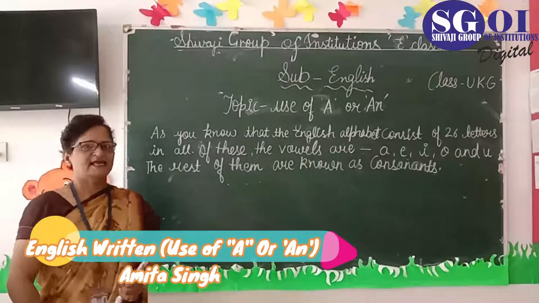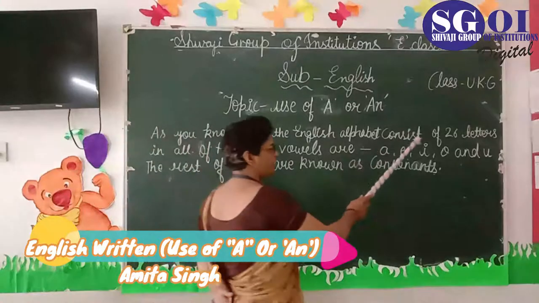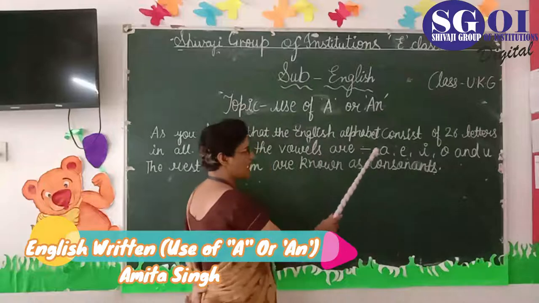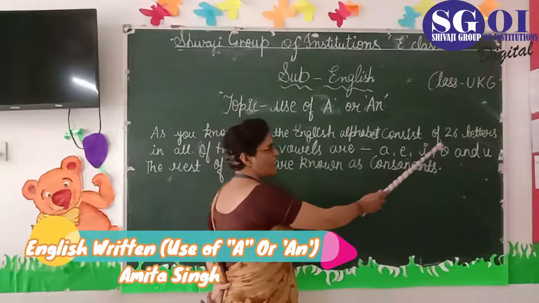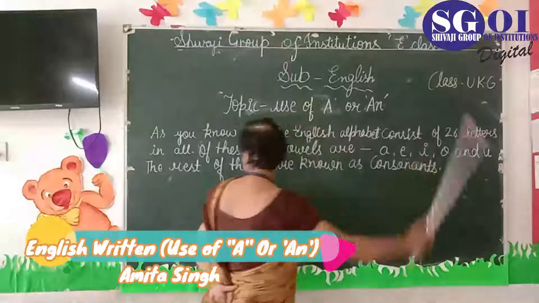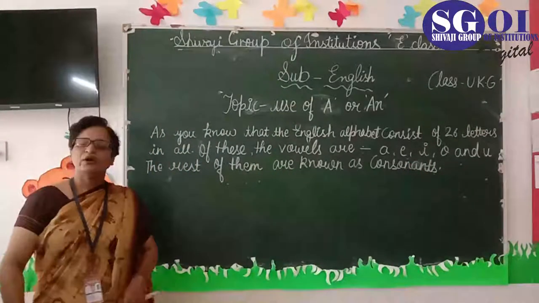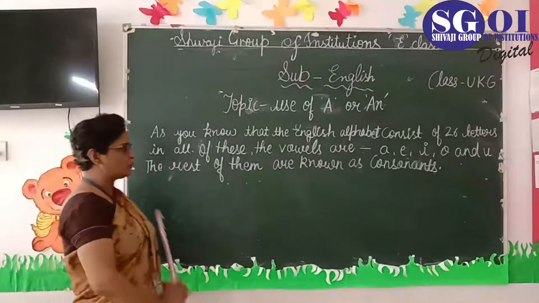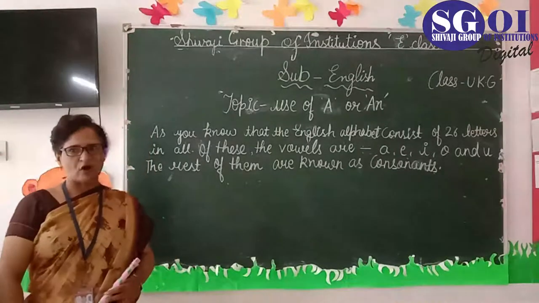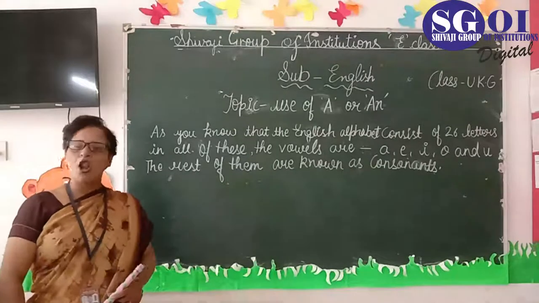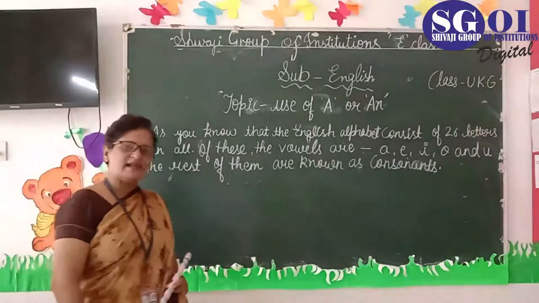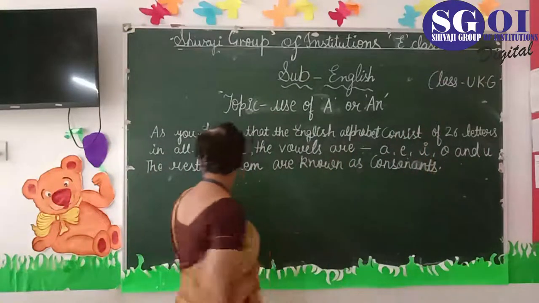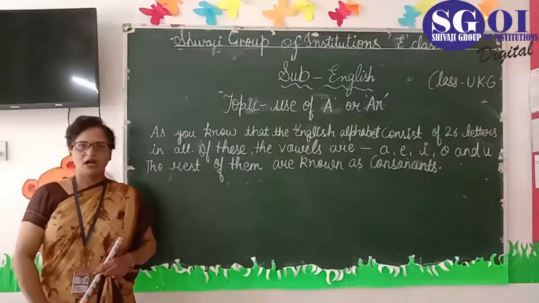In all of these, the vowels are A, E, I, O, and U. The vowels are A, E, I, O, and U. Okay, the rest of them are known as consonants. I repeat again students, as you know that the English alphabet consists of 26 letters. In all of these, the vowels are A, E, I, O, and U. The rest of them are called consonants.